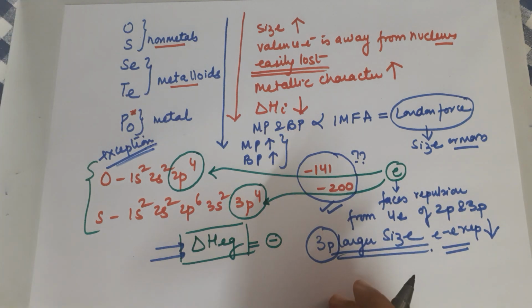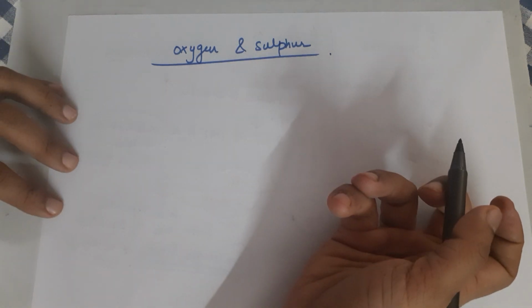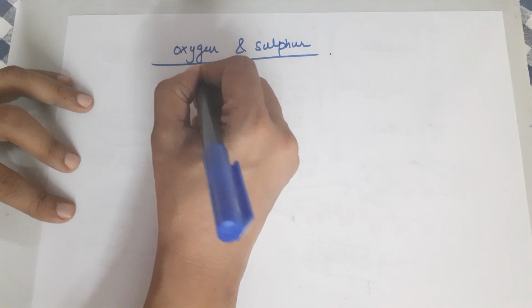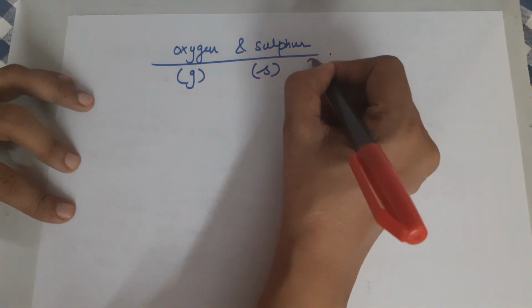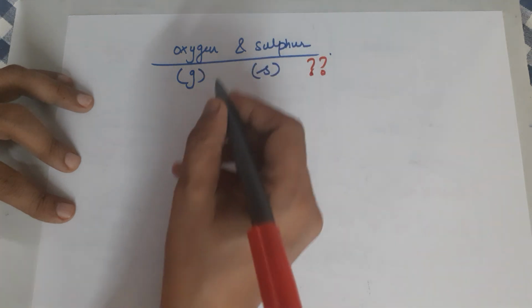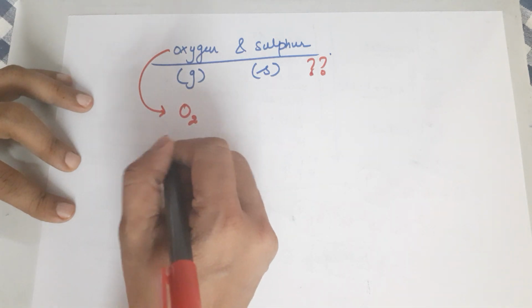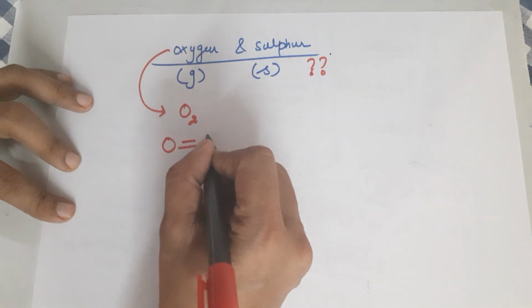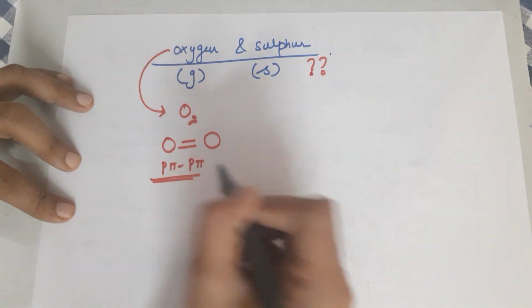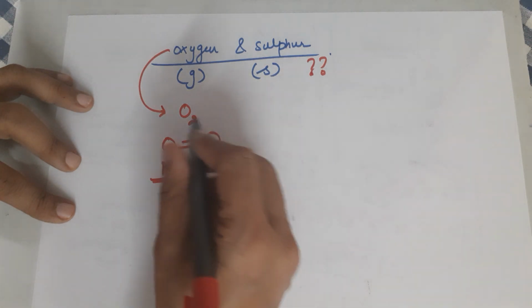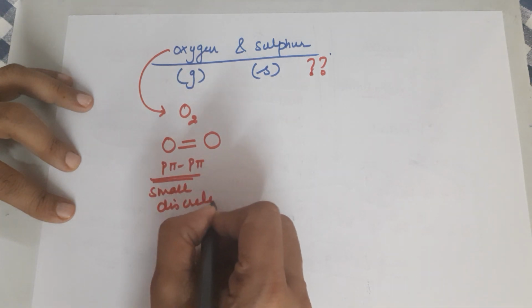Fine. Moving ahead. When we talk about the basic difference between sulfur and oxygen, we know this is a gas while this is a solid, and that is a question mark. Why so? The reason for it is oxygen exists as O2. It has a small size, so it has an effective tendency for p-pi multiple bonding. Therefore, it can easily form a pi bond, and it exists as small discrete, meaning individual, molecules.